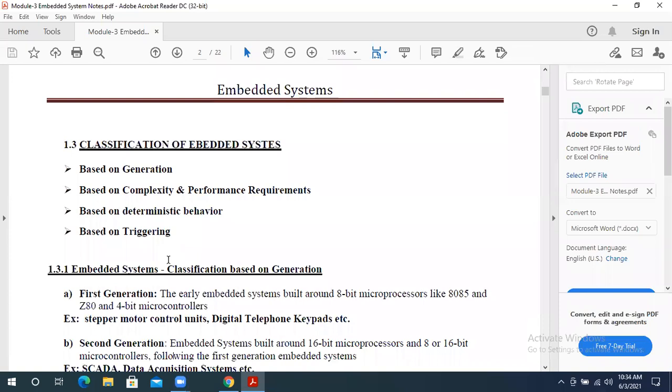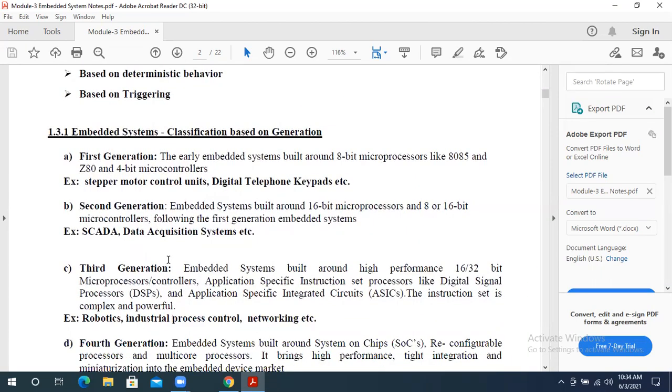In the same way, here also we have four generations. The first is 1G, second is the second generation, third is the third generation, and next is the fourth generation. How they are classified depends upon their working function, or their hardware and software. Depending on those two factors, we classify the embedded system by its generation. So first we'll go for the first generation.